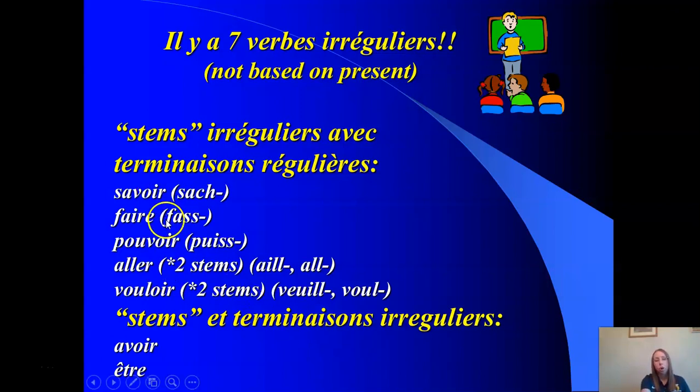These first 5 have all the same endings we've been doing. Aller and vouloir have 2 different stems, just like the ones we just looked at. So for je, tu, il, they have this stem. And for nous and vous, they have the second stem. Avoir and être have irregular stems and irregular endings. Des stems irréguliers et des terminaisons irrégulières. On va regarder.